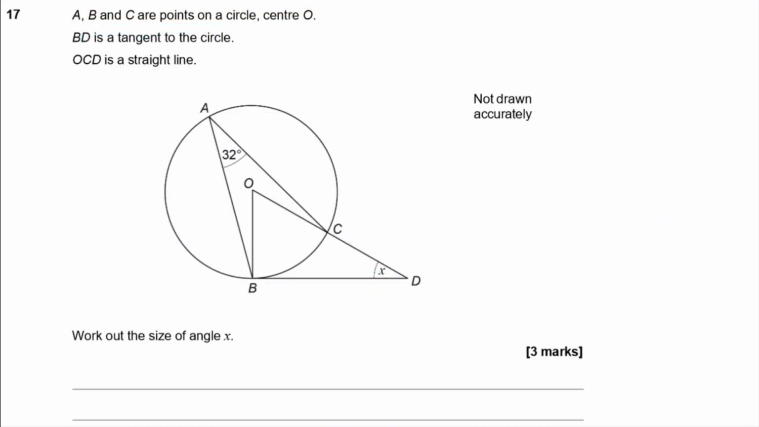Question 17. A, B, and C are points on the circle, center O. BD is a tangent to the circle. OCD is a straight line. Work out the size of angle X.